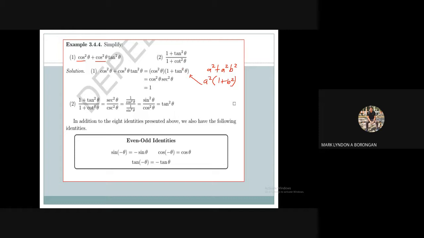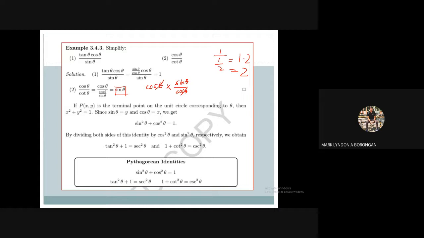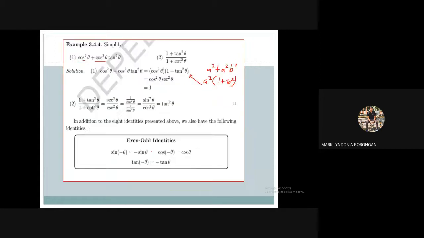Okay. So since 1 plus tangent squared of theta is present, recalling our previous identities that we introduced in the earlier slide, you can see there that tangent squared of theta plus 1 is equal to secant squared of theta. Right? So, they are equal. So, we can basically substitute this into secant squared of theta.